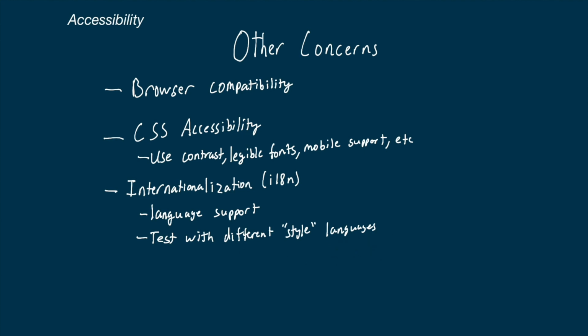For example, some languages have text that goes vertically instead of horizontally, and sometimes that can break a layout when somebody tries to translate the page, so we need to make sure that our website is robust enough to handle these different use cases.